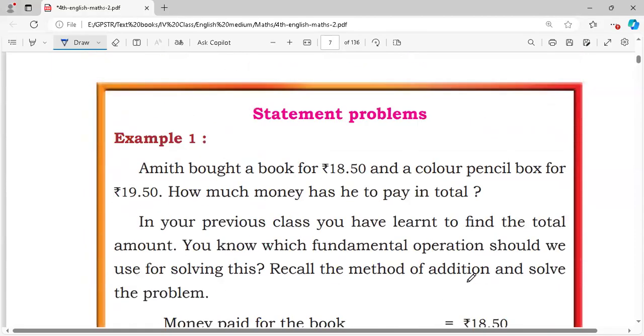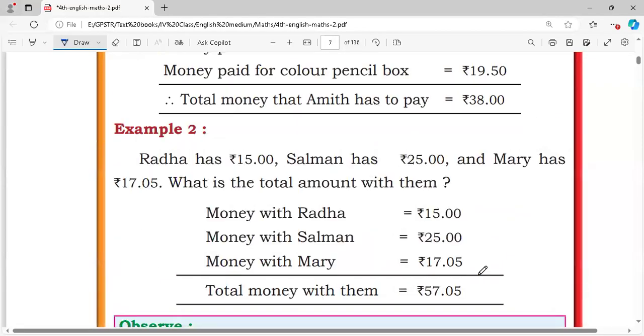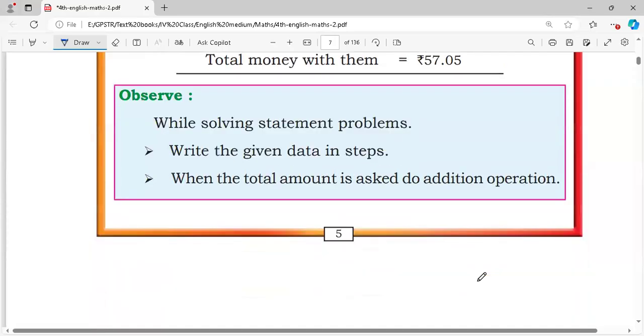Statement problems are also given. Observe. While solving a statement problem, write the given data in steps. Write what total amount is asked. Do the addition operation.